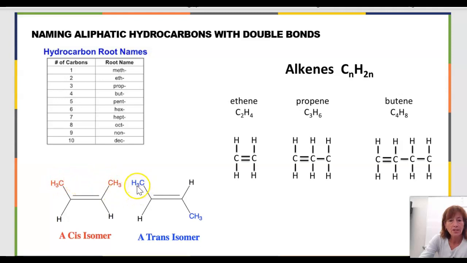But if we arrange it a little differently, and we have these groups across from one another, we call it a trans isomer. Now, this may not be clear to you yet, but we'll get into this again. So this is sort of a preview of this idea of cis and trans. You probably have heard of trans fats, and that is related to this. So we'll talk a little bit more soon.